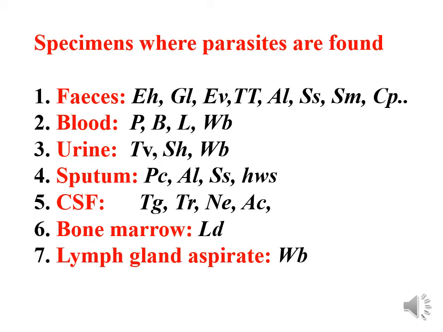So a longer list of parasites could be diagnosed by seeing, for example, the cysts of Entamoeba histolytica and Giardia, as well as the trophozoites. And then you can see the ova, which are the eggs of Enterobius, of Trichuris, of Ascaris, or the larvae of Strongyloides, or the eggs of Schistosoma mansoni, or the oocyst of Cryptosporidium parvum.